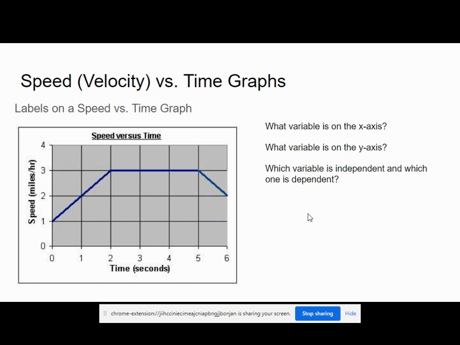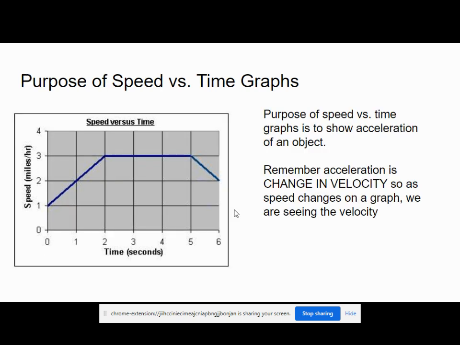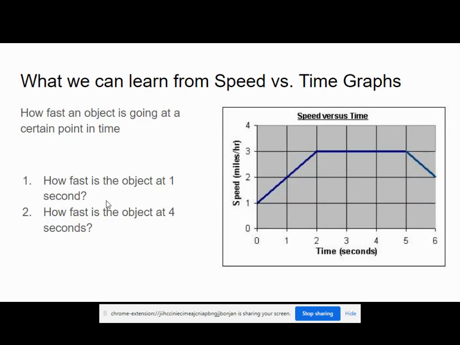So think about a graph over time. If you look at your graph, you are speeding up, or accelerating, then you stay constant, and then you are accelerating in a negative way, slowing down. So this is how we look at speed versus time.